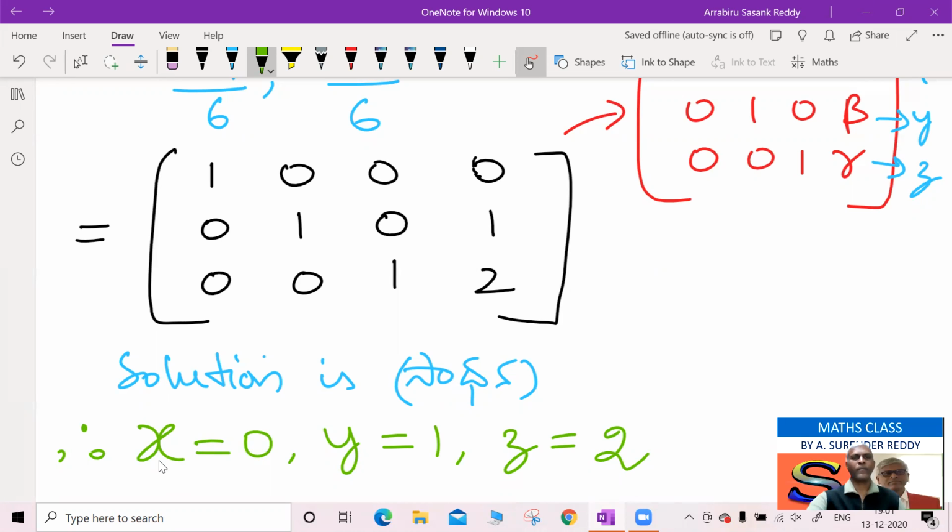So this is the procedure in Gauss-Jordan method. As you practice more number of problems, you become perfect. So in next class, we will continue to solve some more problems.